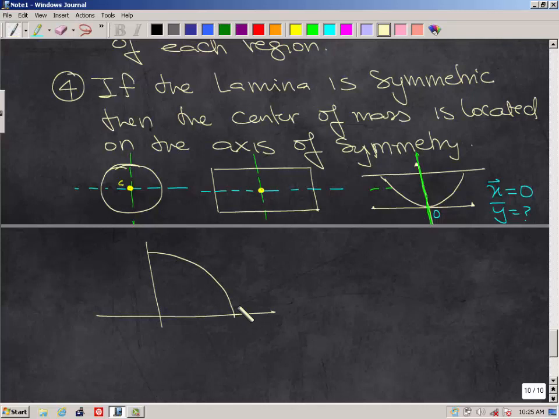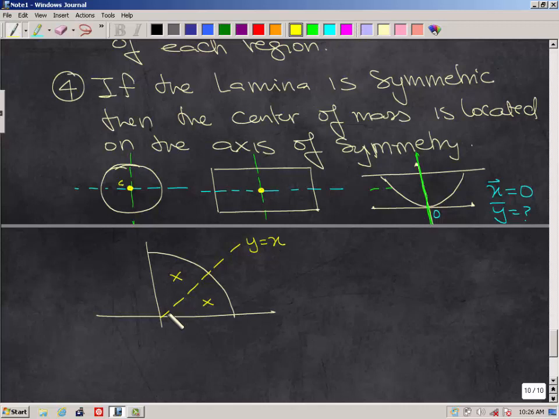Okay, so we always look for axis of symmetry. In the last 3 examples, the axis of symmetry were either vertical or horizontal. But out here, if you notice, the axis of symmetry is this line here, because what we have here is the same as what we have here. So that is my axis of symmetry, and that's exactly the diagonal line y is equal to x. So my center of mass is going to be located somewhere on that line.